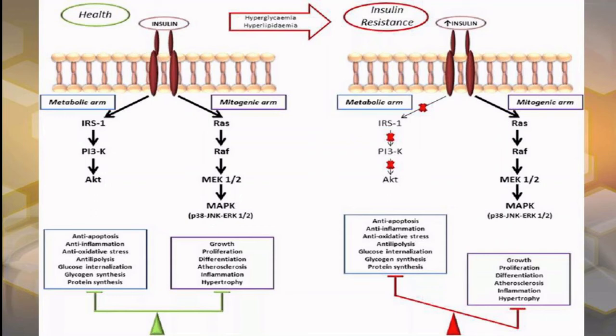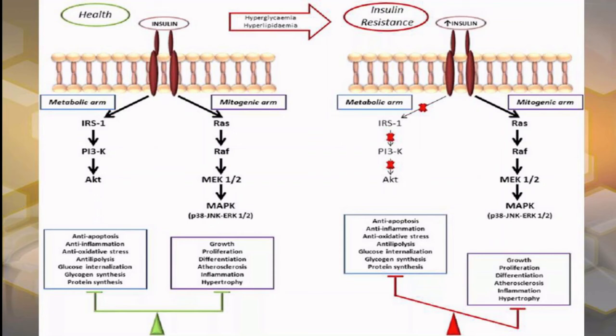The metabolic arm, which is activated by IRS1, is important for anti-apoptosis, anti-inflammation, antioxidative stress, anti-lipolysis, glucose internalization, glycogen synthesis, and protein synthesis. Whereas the mitogenic arm is important in the RAS-RAF MAP kinase pathway, which is important for growth, proliferation, differentiation, atherosclerosis, inflammation, as well as hypertrophy.